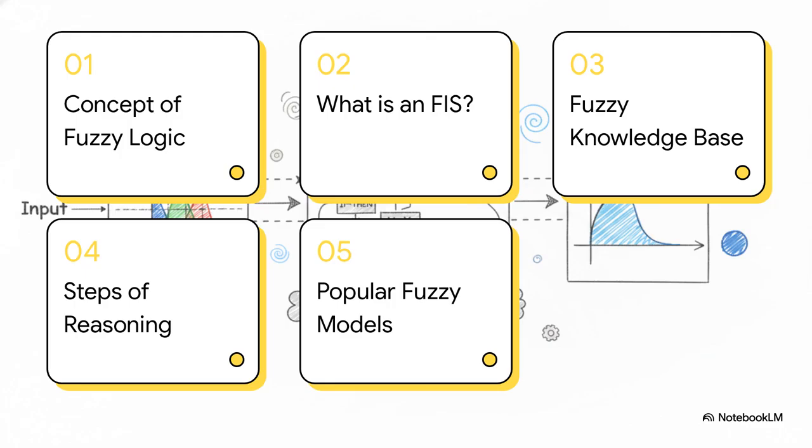Here's our structural blueprint for today. 1. The concept of fuzzy logic. 2. What is an FIS? 3. The fuzzy knowledge base. 4. 4 steps of reasoning. And 5. Popular fuzzy system models. Let's get right to it.